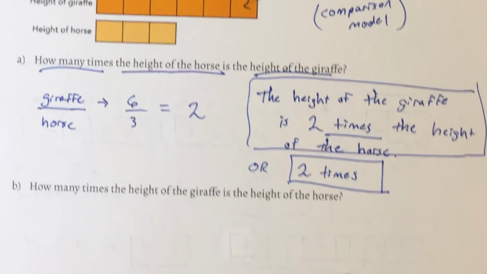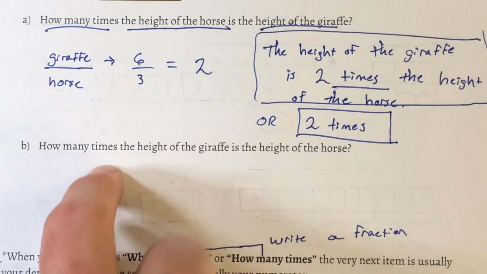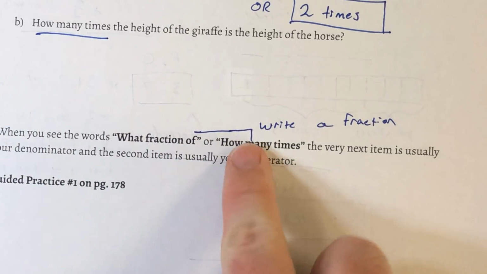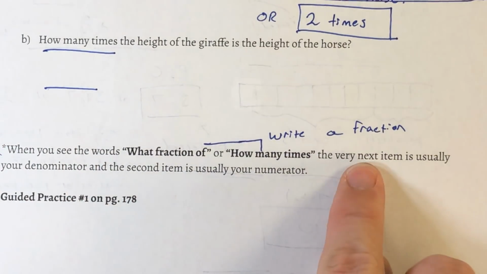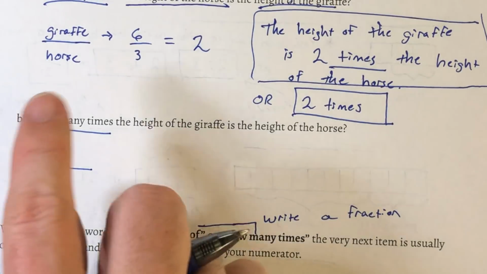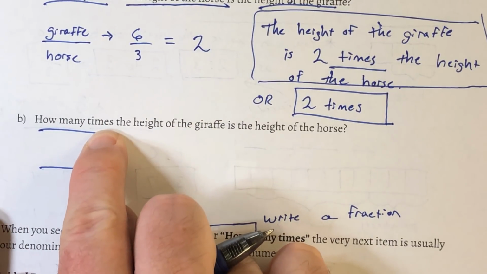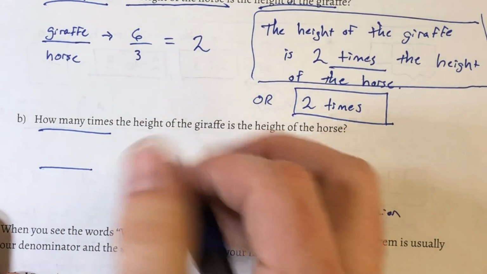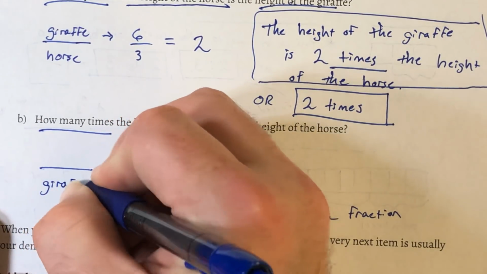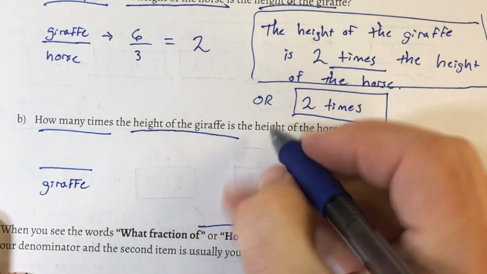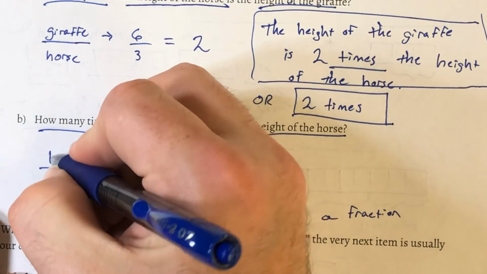All right, last one. How many times? Oh, we see that phrase. So what do you do when you see that phrase? What fraction of or how many times? You write a fraction. The very next item is going to be your denominator. So the very next thing we see, height of giraffe, goes right on the bottom. Next thing, height of horse, goes on top.